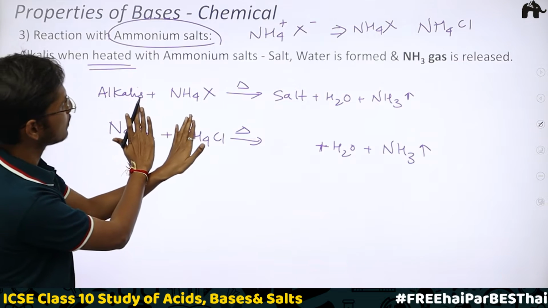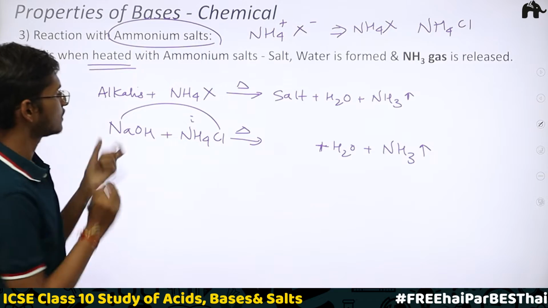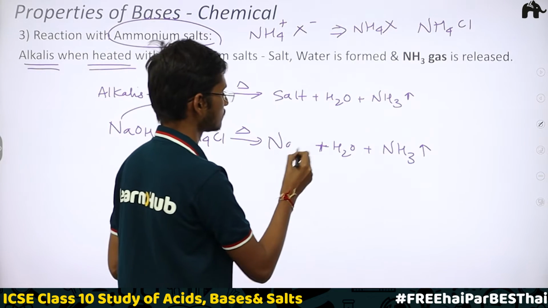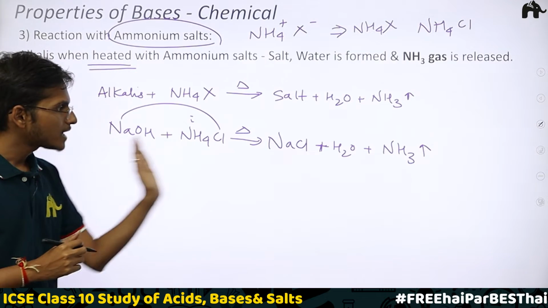So what is remaining now? Remaining is the sodium and chlorine, right? Sodium and chlorine. So which salt would be formed? NaCl. Very simple. Now just balance this reaction.